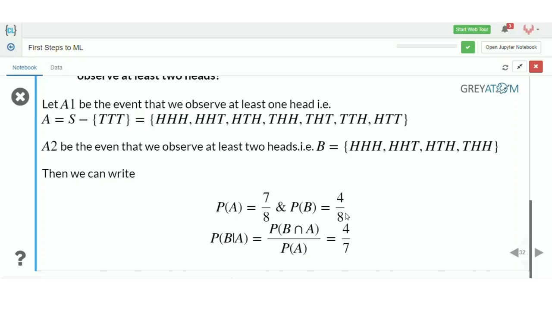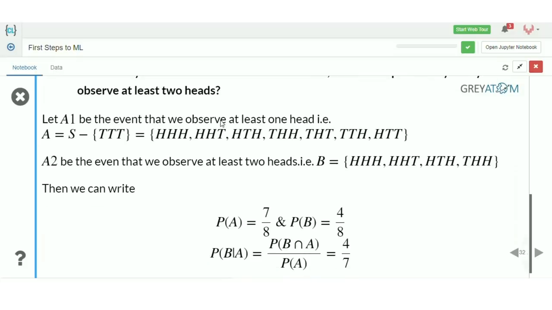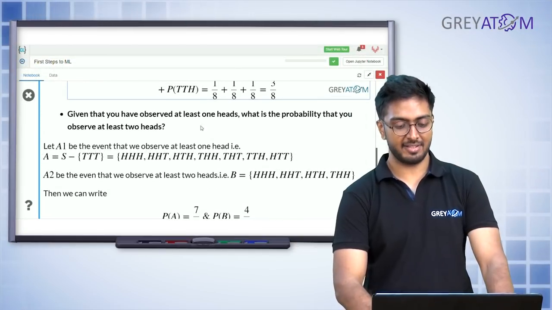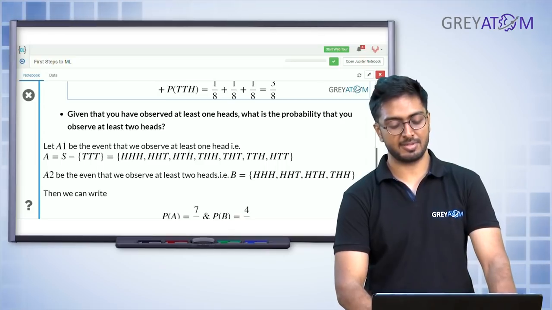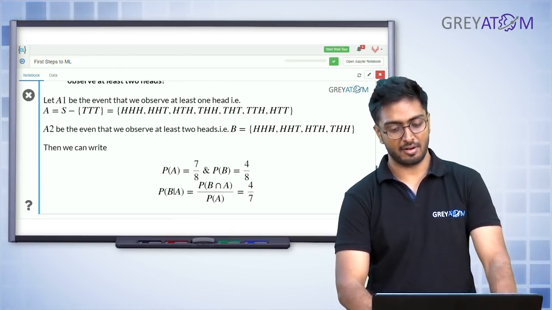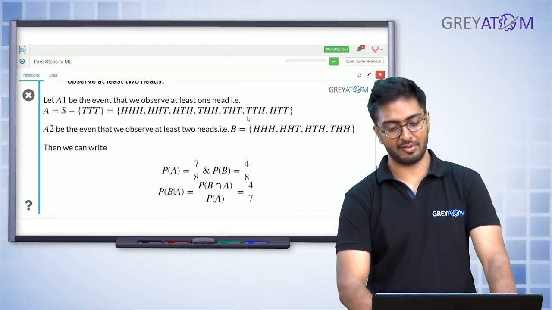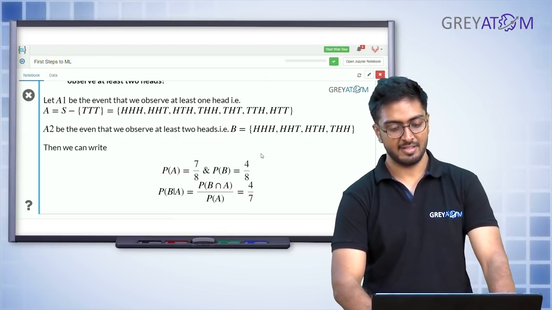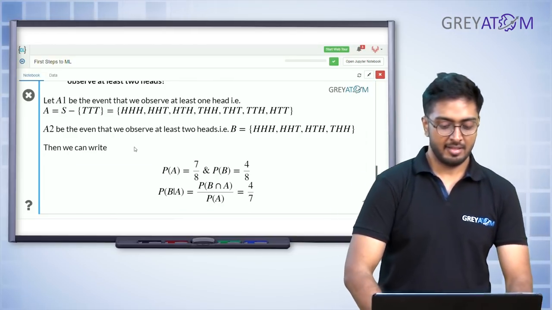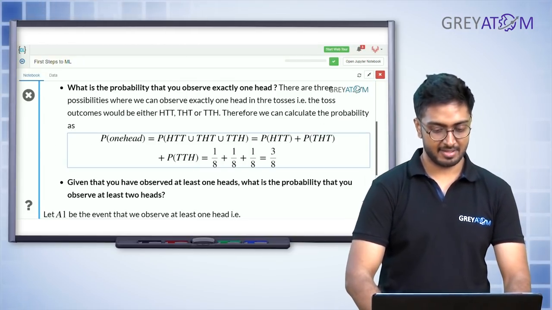Given that it's already said there is at least one head, that means there are 7 possible options. And out of that, given that this has happened, what is the probability that you would observe at least two heads? Out of these 7 options, there are only 4 favorable outcomes. So 4 out of 7 is the probability of B given A, right? So we understand this concept as well.